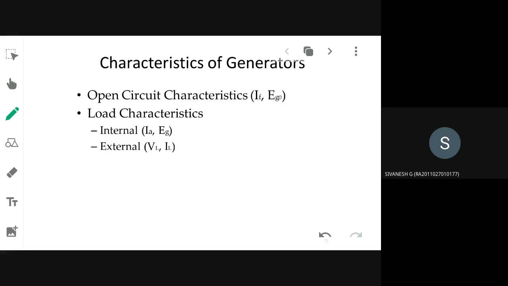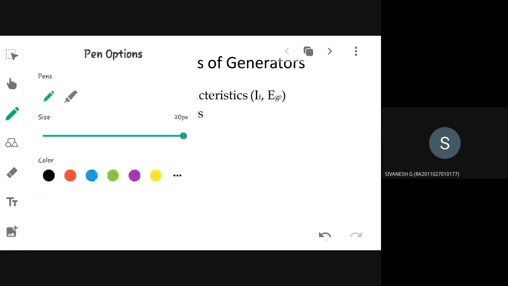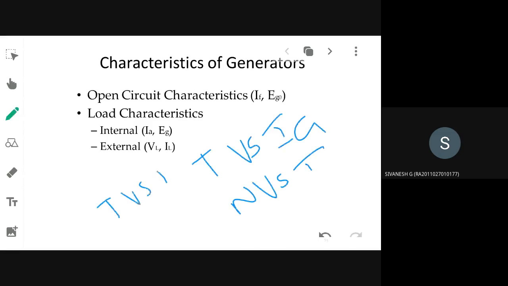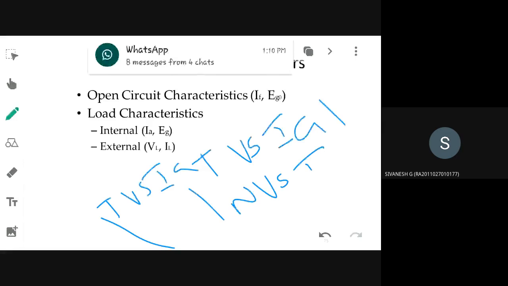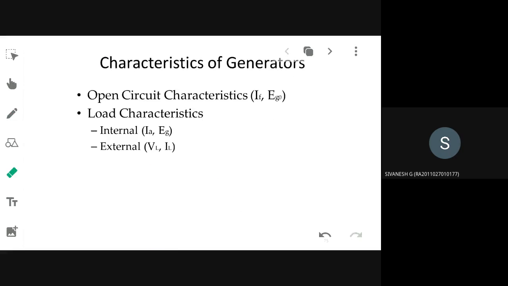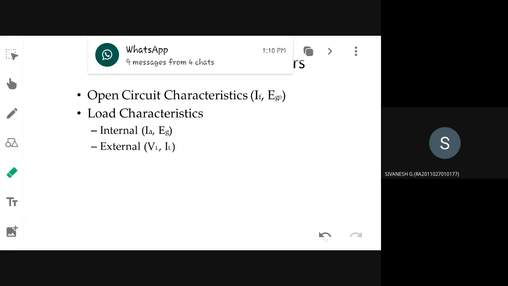For all the motors, we discussed three characteristics: torque versus armature current, speed versus armature current, and speed versus torque. These three characteristics we discussed for all the three motors. What are the three motors? Series, shunt, compound motors. We discussed how to draw the characteristic curves, and then the different types of single phase induction motor in the last class. Like that, we have to discuss the nature of the characteristics of DC generators also.